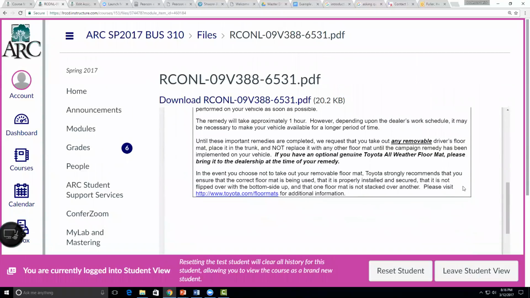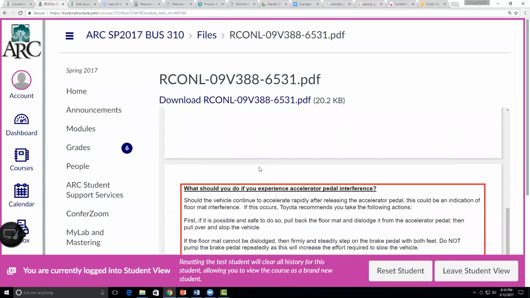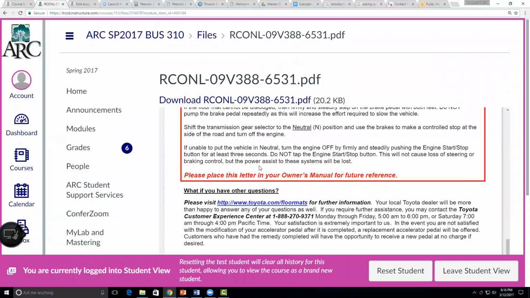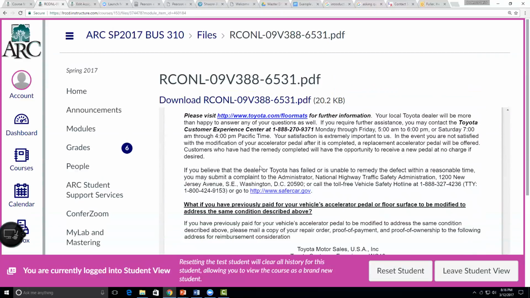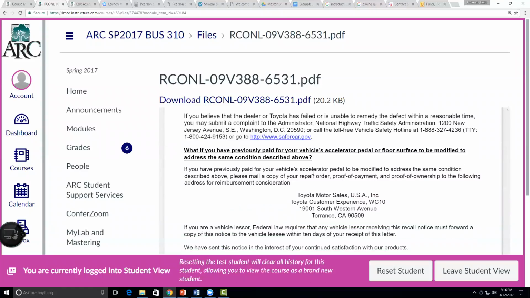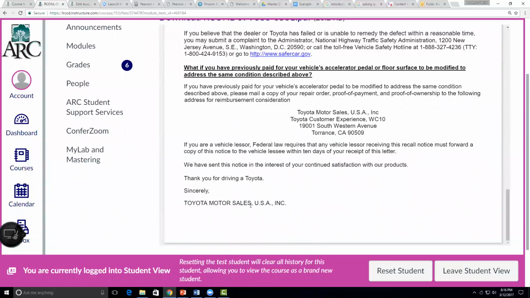What should you do? And then it breaks it down. Then it has the website to visit regarding the floor mats in concern. This is what to do if you experience interference. This is what to do if you have questions. What to do if you've already paid for modifications. And again, this was the U.S. Sales Division.